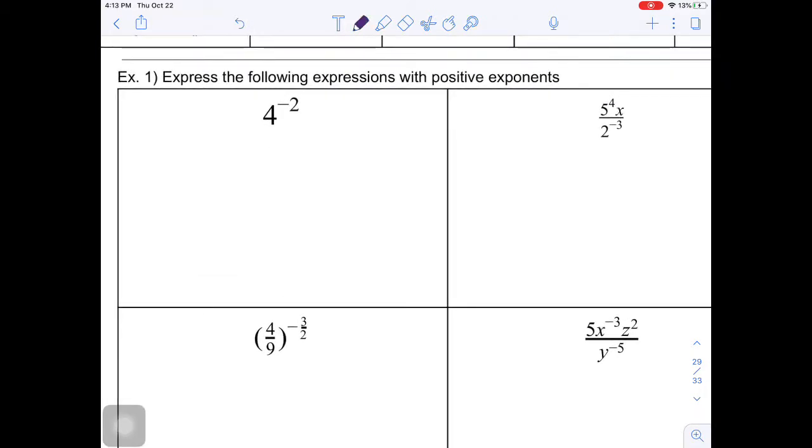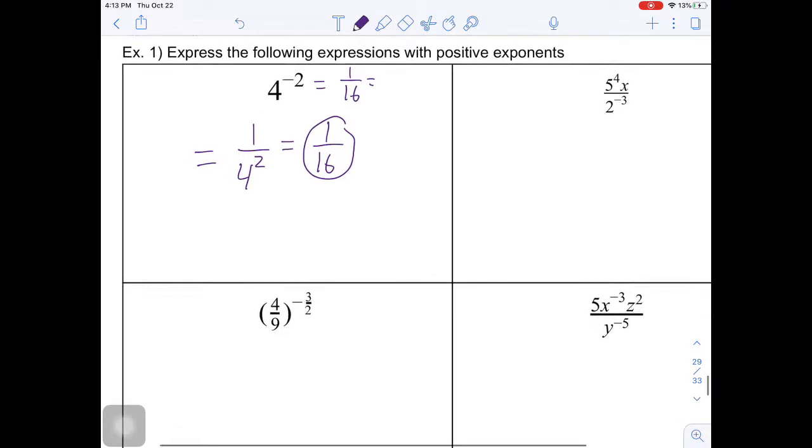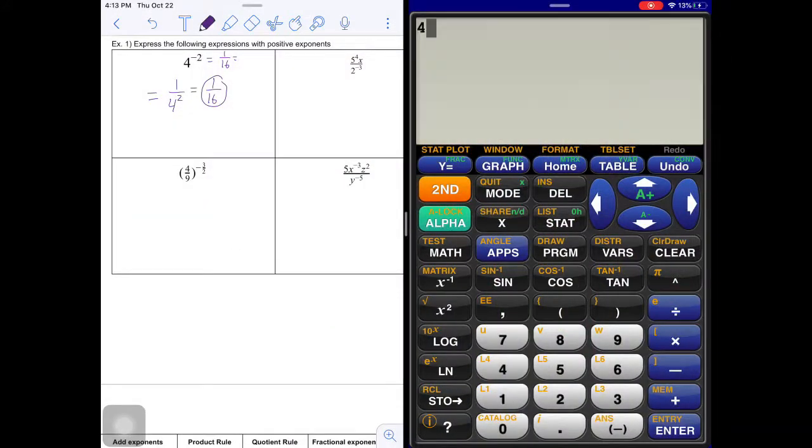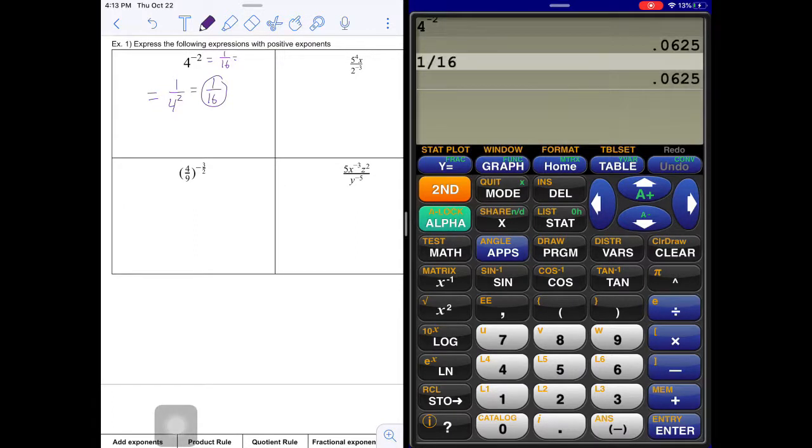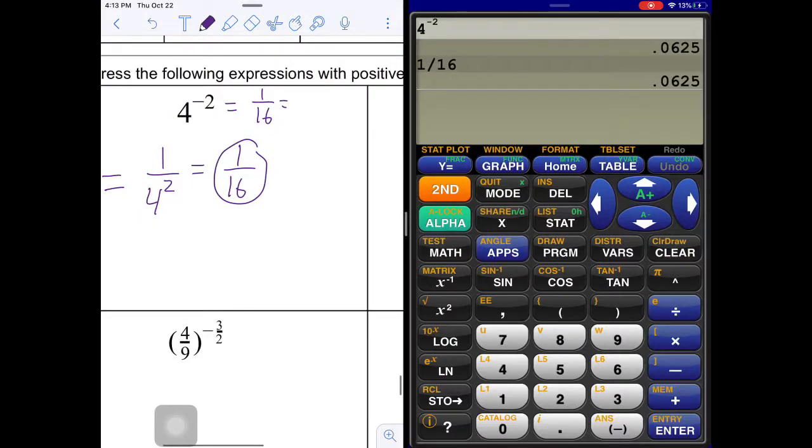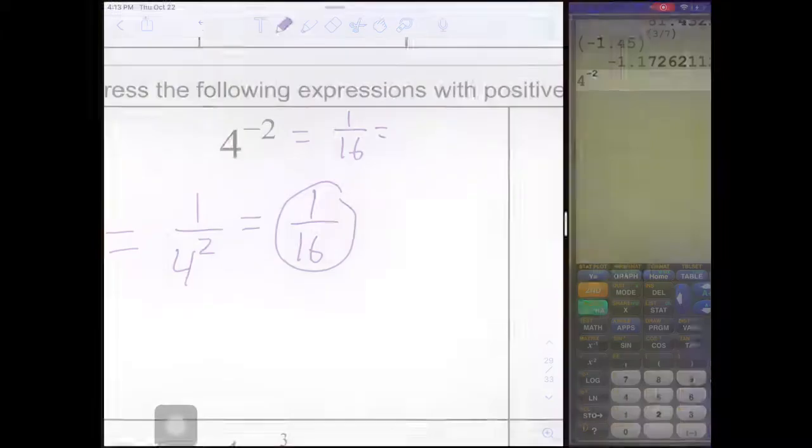So let's move forward here and practice a few more things. Express the following expressions with positive exponents. So here, this will become 1 over 4 squared, and you know that 1 over 4 squared is 1 over 16. You could plug that into your calculator and see. I could try 4 to the power of -2, and remember your power button is here. And then I could do 1 over 16, and it gives me the same answer because they're the same value, just represented differently.